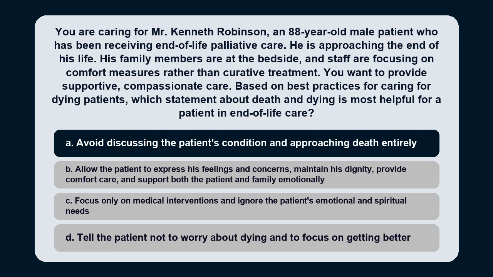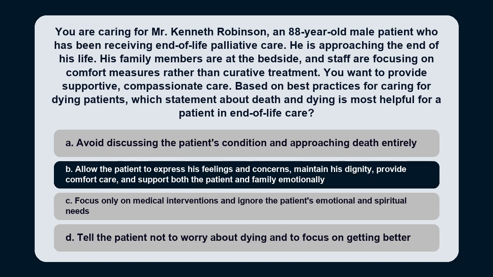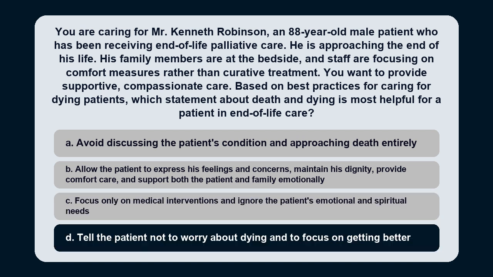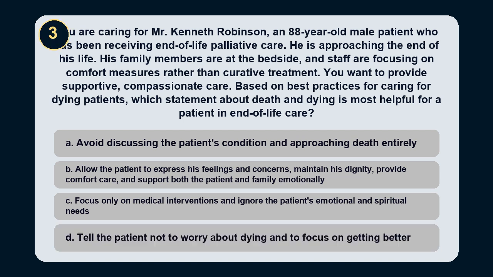Option A. Avoid discussing the patient's condition and approaching death entirely. Option B. Allow the patient to express his feelings and concerns, maintain his dignity, provide comfort care, and support both the patient and family emotionally. Option C. Focus only on medical interventions and ignore the patient's emotional and spiritual needs. Option D. Tell the patient not to worry about dying and to focus on getting better.